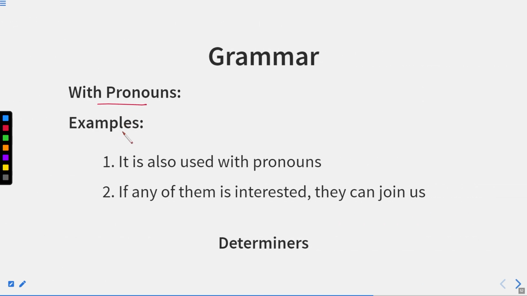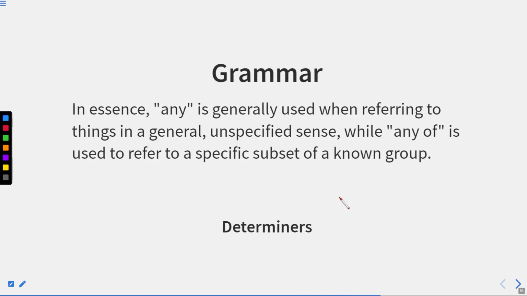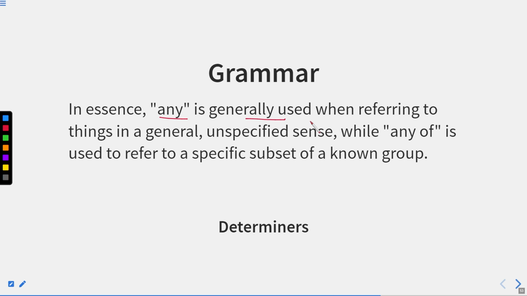With pronouns, now any of can be used with pronouns as well. If any of them is interested, they can join us. Now this one is the example. They can join us. In essence, any is generally used when referring to things in a general unspecified sense, while any of is used to refer to a specific subset of a known group.